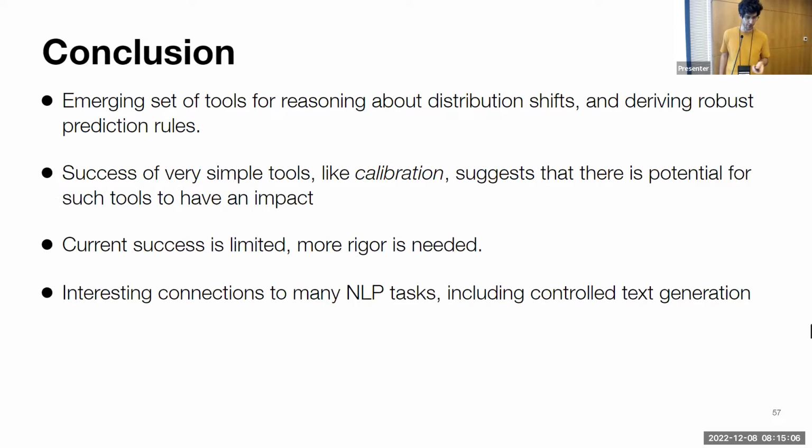All right, so to conclude all of this robustness stuff, there is an emerging set of tools for reasoning about distribution shifts and deriving robust prediction rules. There are some tools that are very simple, right? Like calibration, what I've presented, that suggests that there's a lot of potential for those tools to have impact also within NLP. There is still a lot of rigor needed in solutions about out-of-distribution generalization, and causality could be a way of thinking about how to derive those types of solutions. And in some cases where we have not thought about this before, like controlled text generation, this is a very direct use for this type of methods.